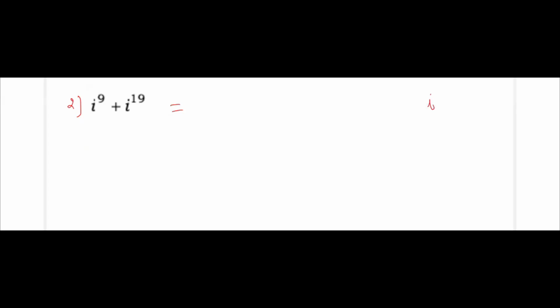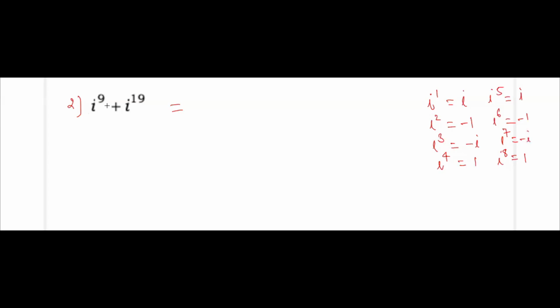We know that i to the power 1 is actually i itself. Then i square is equal to minus 1. Then i cube is going to be equal to minus i. And then i to the power 4 is going to be equal to 1. And it is a cycle which repeats. Again, you get i to the power 5 equal to i, i to the power 6 equal to minus 1, and so on and so forth. And i to the power 8 is going to be equal to 1 again. And i to the power 7 is going to be equal to minus i.